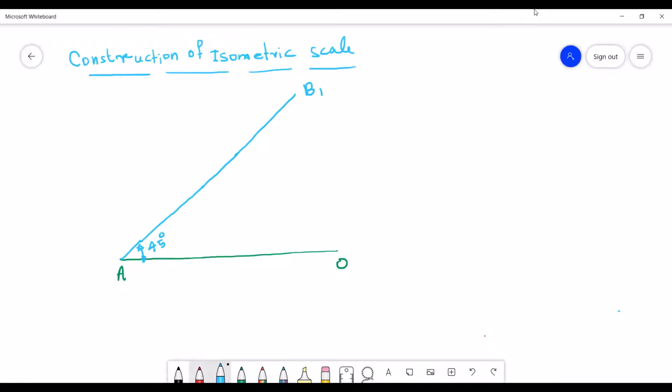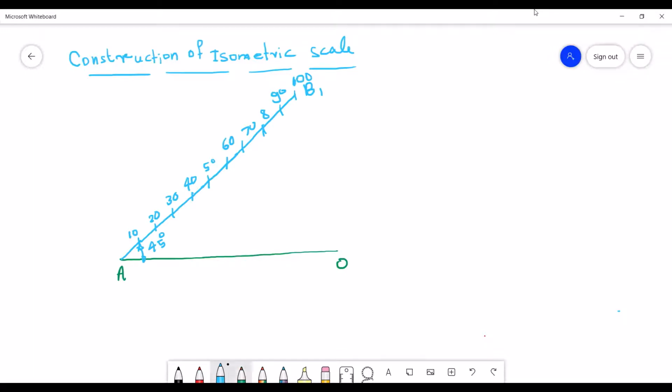Now mark the points here: 10 millimeter, 20 millimeter, 30 millimeter, 40, 50, then 60, 70, 80, 90, like that way we are marking. Then 100 also we are marking here.